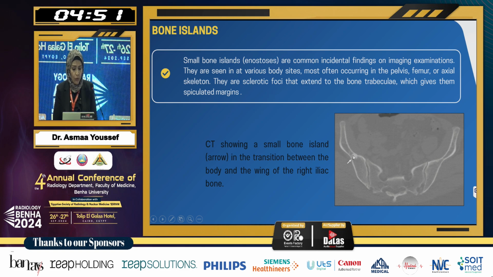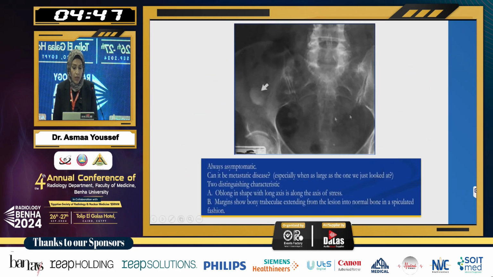There is a small bone island at the transition between the body and wing of the right iliac bone. It is always asymptomatic. There is a question here: can it be metastatic disease, especially when it is as large as the one we just looked at?